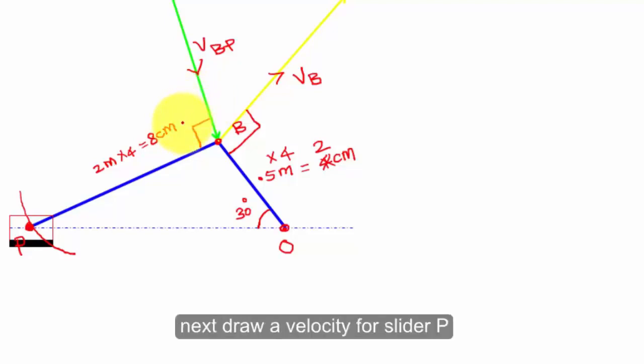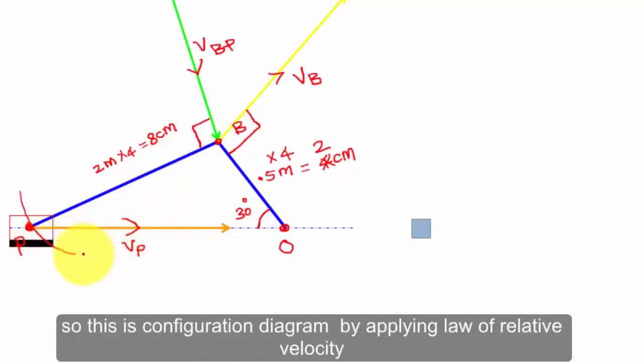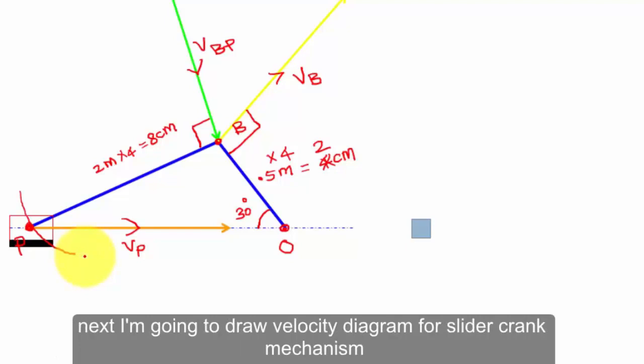Next, draw the velocity for slider P. Here, the sliding velocity of the slider is always along the line of stroke. Hence, VP is always along the line of stroke of the slider. So this is the configuration diagram after applying the law of relative velocity. Next, I am going to draw the velocity diagram for the slider crank mechanism.